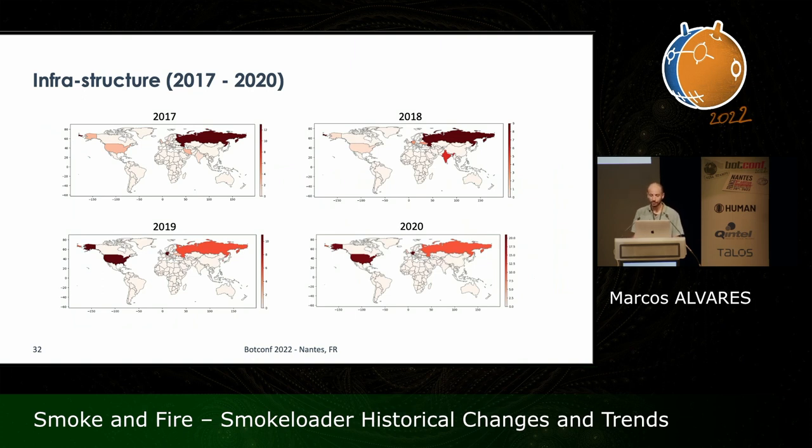We saw that they're really spread around, but if you look at historical data, you can see that this was not the case in the past. You can see a change in where these controllers have been hosted over time. In 2017, those controllers were mainly hosted in Russian-speaking countries, in Ukraine, Russia, in that area. And you can see this change increasingly along the time. In 2020, we saw that it got much more international and much more widespread around the globe.